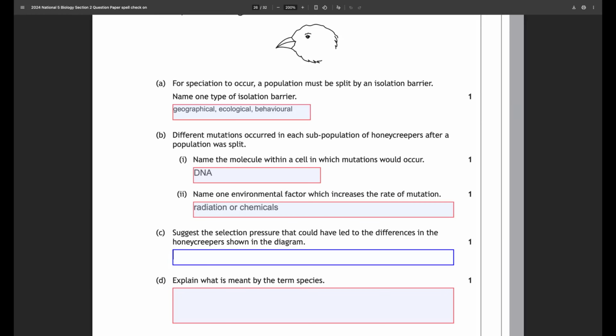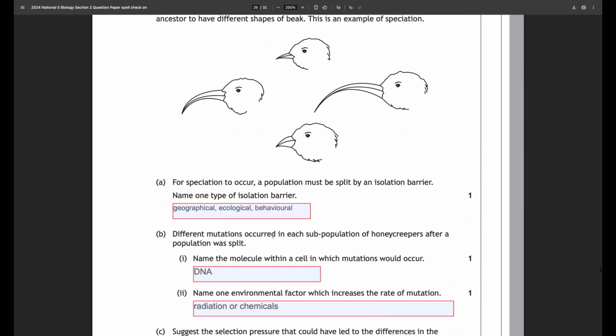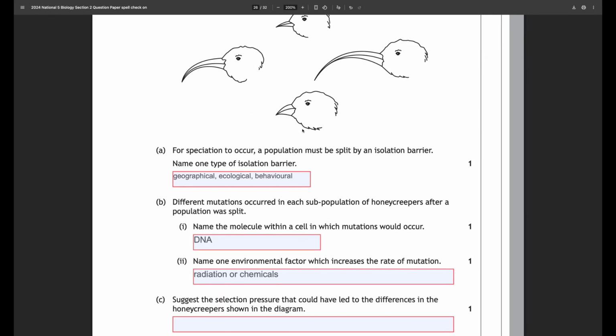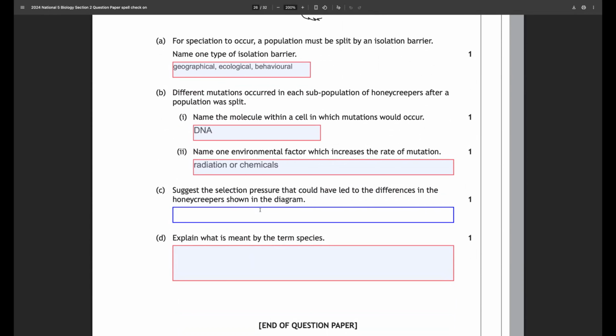Next question, suggest the selection pressure that could have led to the differences in the honey creepers shown in the diagram. So a suggest question, so we know that this is going to be a more challenging question. What is the selection pressure that led to the differences in their beaks? Now, what do they use their beaks for? Usually to get food, right? So why would they all have different beaks? Because initially they were probably all in competition for the same food, the same resource. And then over time, they evolved so that their beaks were different and they could access different types of food. And therefore, that would reduce the competition. So the selection pressure there is going to be competition, okay? And that competition was for food.